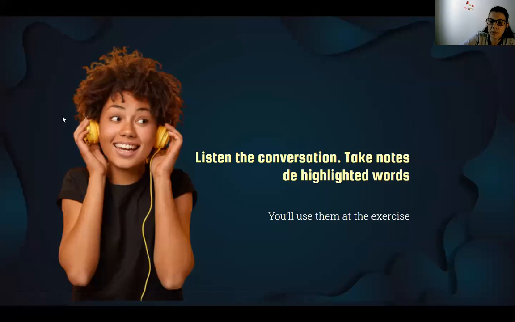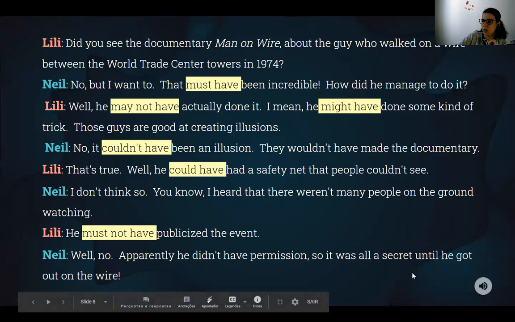Okay, now we have a listening conversation. And I want you to pay attention to the highlighted words. This conversation is about the last movie we watched, the trailer, but it's not. They don't talk about the movie. They talk about a documentary about the same subject, about the same story. Okay, so pay attention. I'll play the audio.